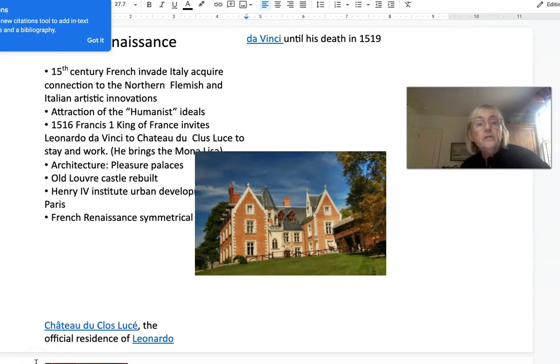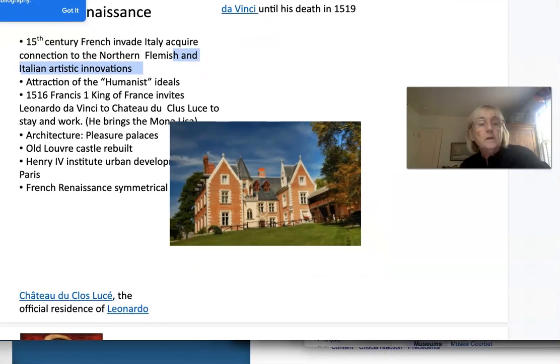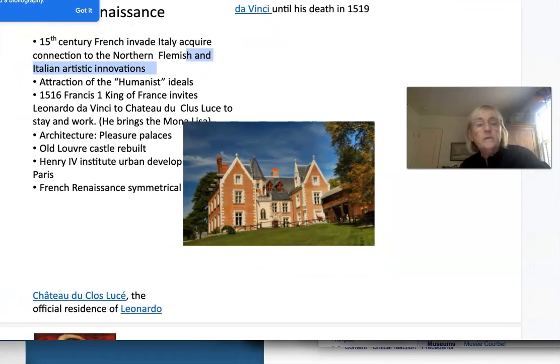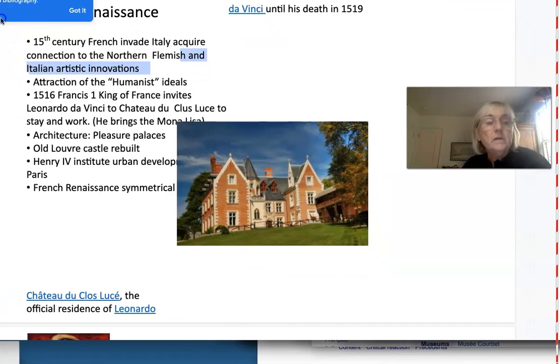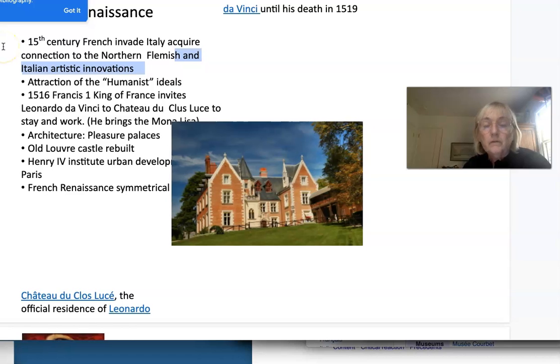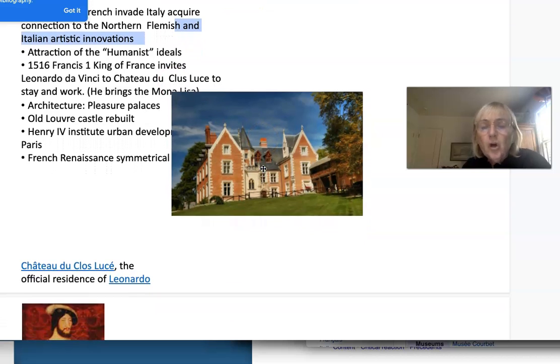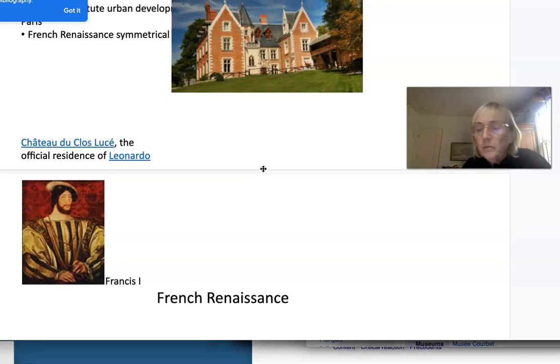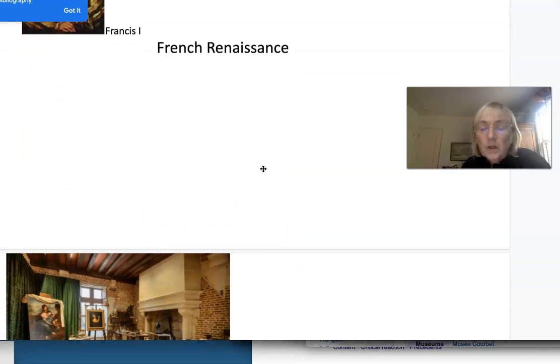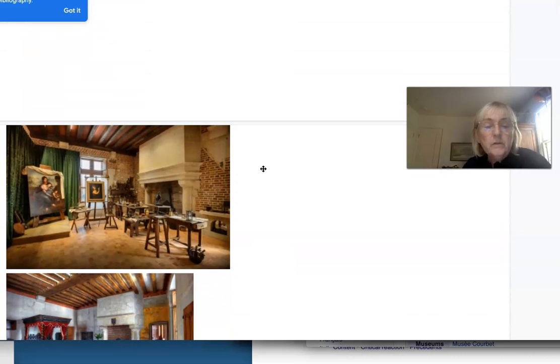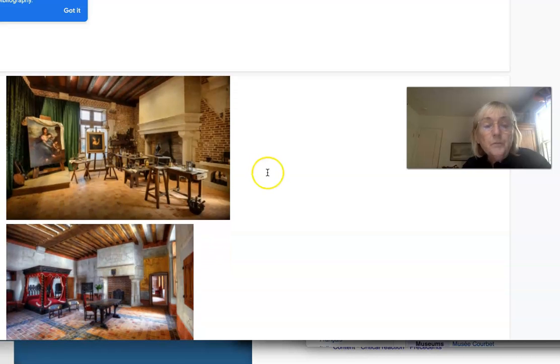And for the French Renaissance, you will see that it's a little bit different than the Italian Renaissance. Certainly focusing on the humanist idea. You're going to see more or less chateaus in France, influenced by the French monarchy. Taste for different, more ornate interior decorations.